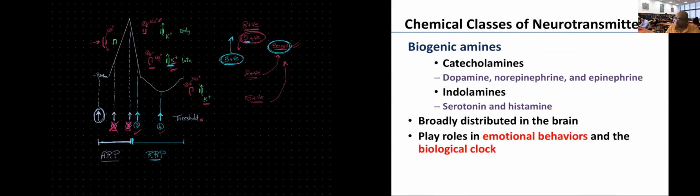Another class of neurotransmitters are the biogenic amines. Those are like the catecholamines and indolamines. Catecholamines are like dopamine, norepinephrine, and epinephrine. And indolamines are like serotonin and histamine. Those are broadly distributed in the brain, and they play an important role in the emotional behaviors and the biological clock.